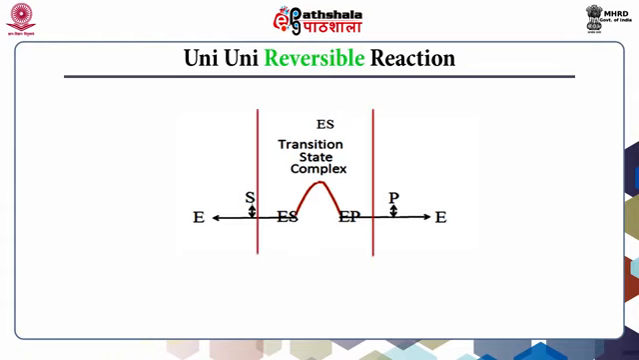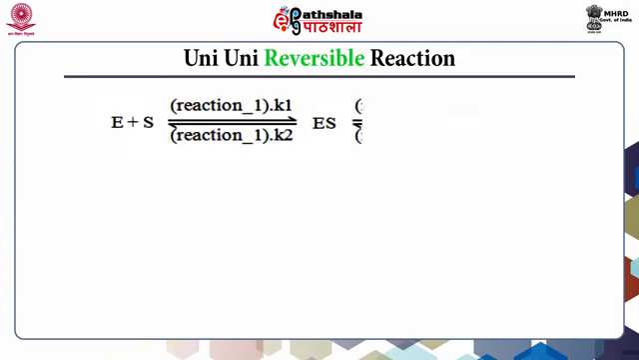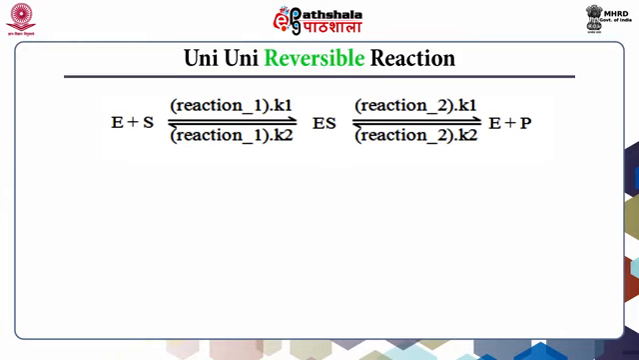For this reversible reaction, let us represent the ES complex, transition state complex and EP complex collectively with one symbol, that is ES. This is just for simplicity. In an alternative notation, rate constants are represented by combining the reaction number and K1 for the forward and K2 for the reverse reaction.